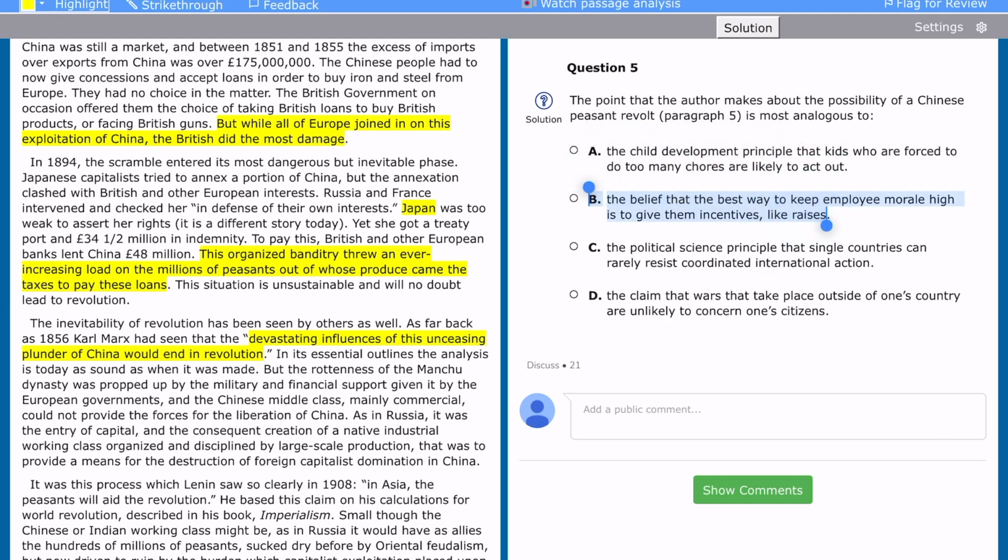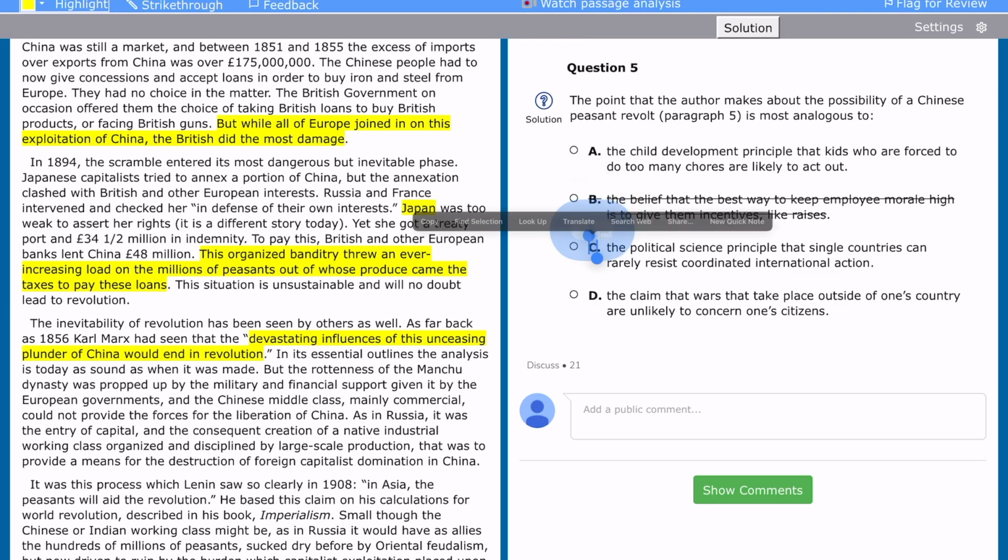C, the political science principle that single countries can rarely resist coordinated international action. This would be true if the Chinese somehow failed to resist at all. Then the statement could be made that the Chinese, as a single country, could not resist the European coordinated action, but again, it doesn't make this claim.